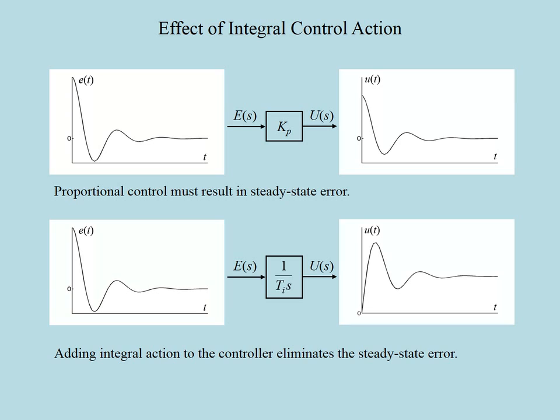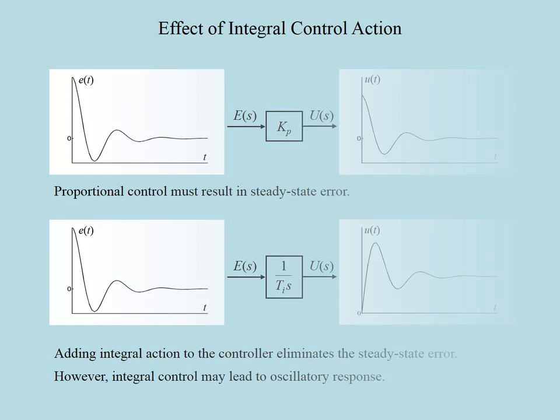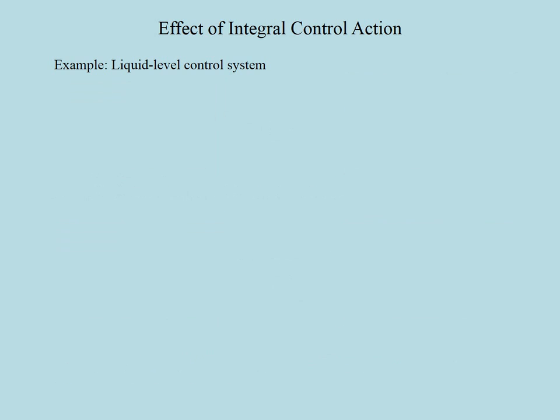The price paid for this advantage is that the integral control may lead to oscillatory response, even to instability in some cases. To discuss these points further, let us consider a liquid level control system. This diagram shows a liquid tank with an inlet and an outlet valve. The input flow rate is Q bar plus Qi, and the output flow rate is Q bar plus Qo. In this notation, the operating conditions are shown by capital letters with a bar, and the perturbations around these operating values are shown by small case letters.